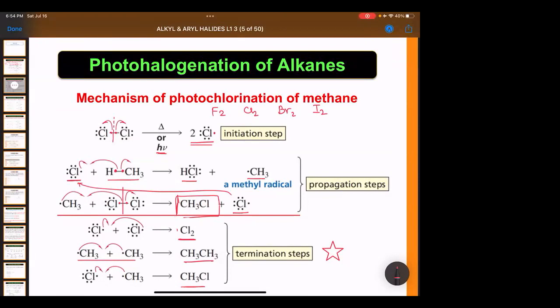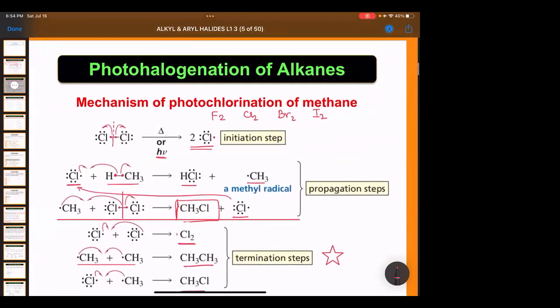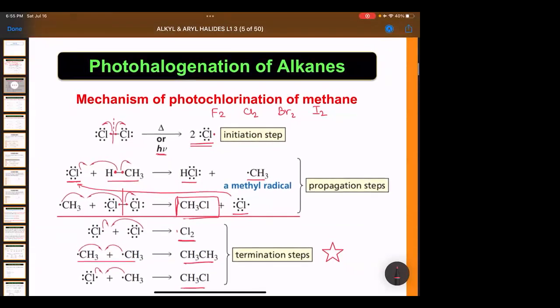So the iodine radical will be reactive, right? When compared to fluorine, chlorine, and bromine. How are you saying that? What makes you think that? So reactivity increases down the group. Reactivity increases down the group.